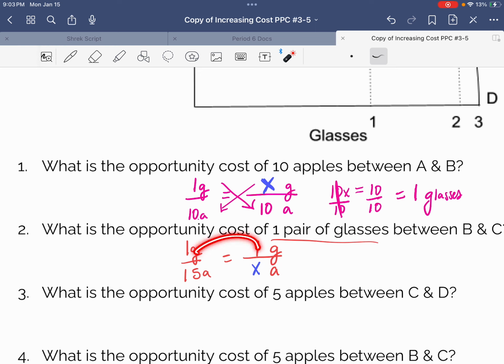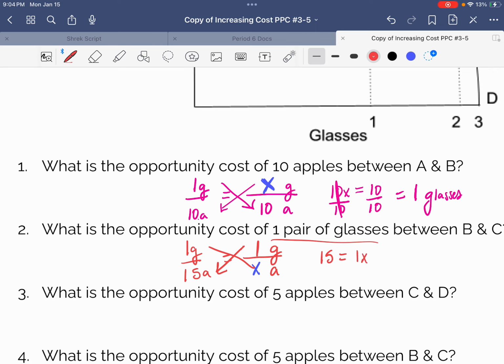1 is equal to 1, so 15 has to be equal to 15. But let's say you didn't see that, you didn't understand that, that's totally fine. Let's do the math. We cross, 1 times 15 is 15. Set it equal to the next cross, 1 times x is 1x.